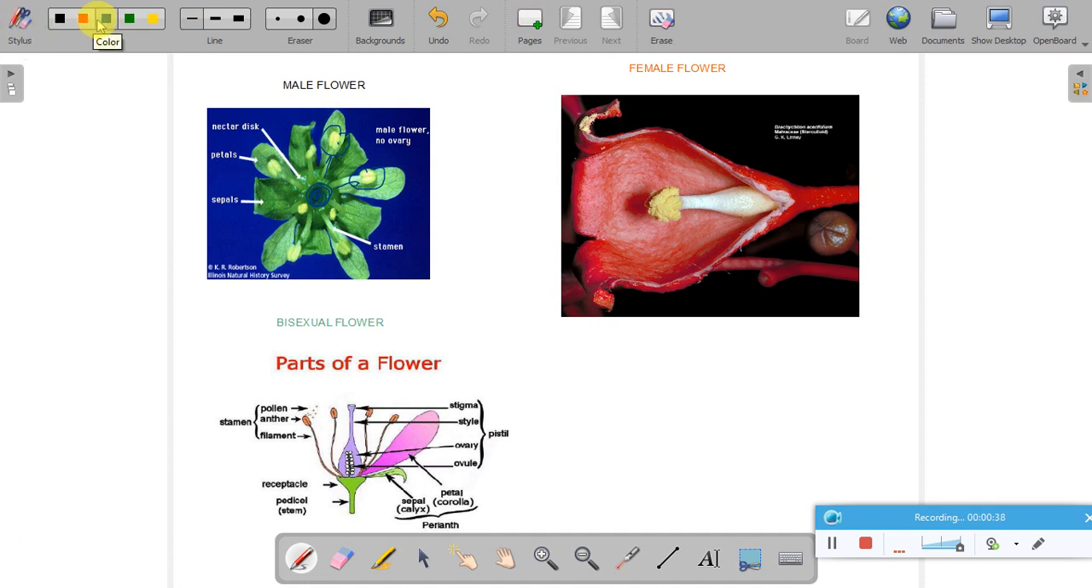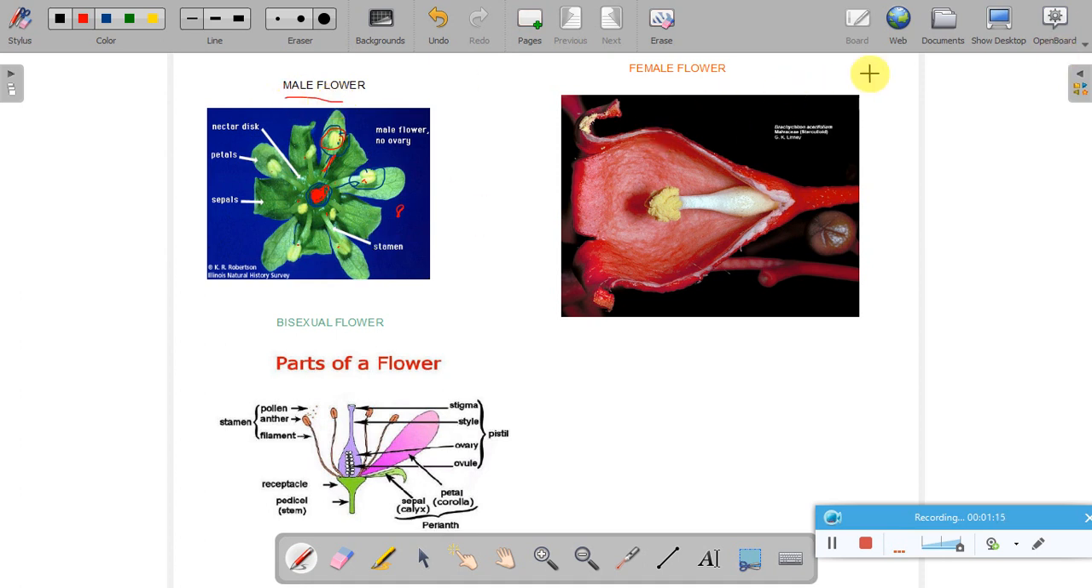Let me take the other color so that it's clear to you. Okay, so this part here, the ovary part, is missing. In the male flower, we just have the male parts, which are the anther and the filament. So we have 1, 2, 3, 4, 5, 6, 7, 8 anthers. We have 8 anthers and 8 filaments, whereas there is no ovary. Since the female part is missing in this flower, we call this flower a male flower.